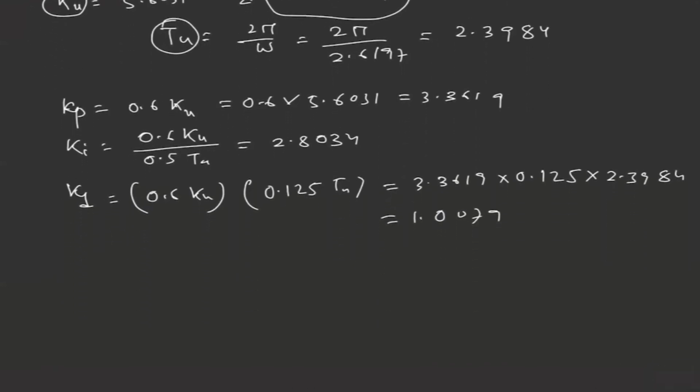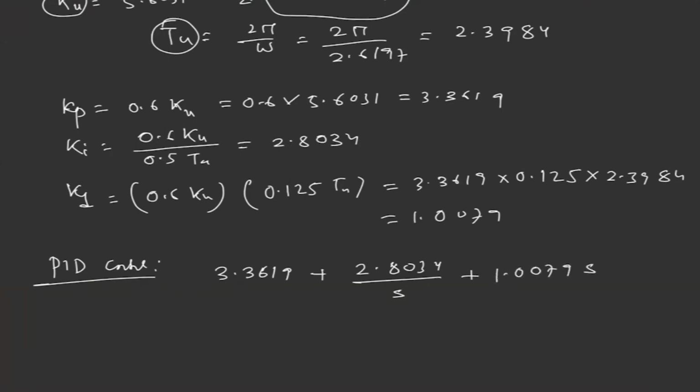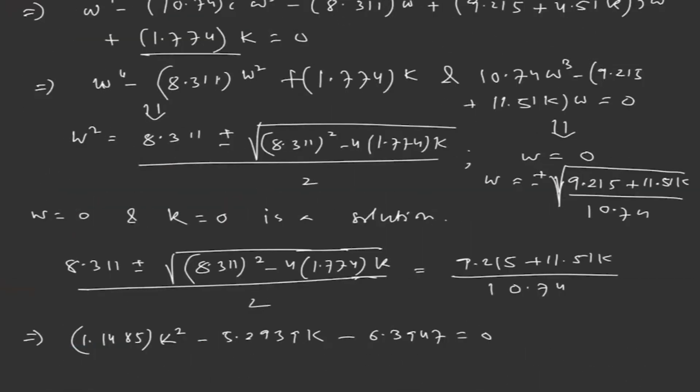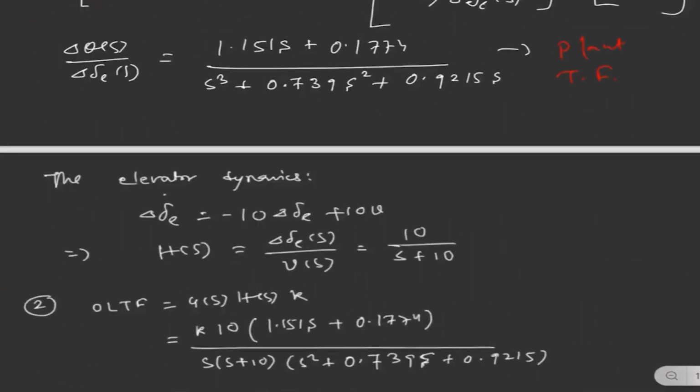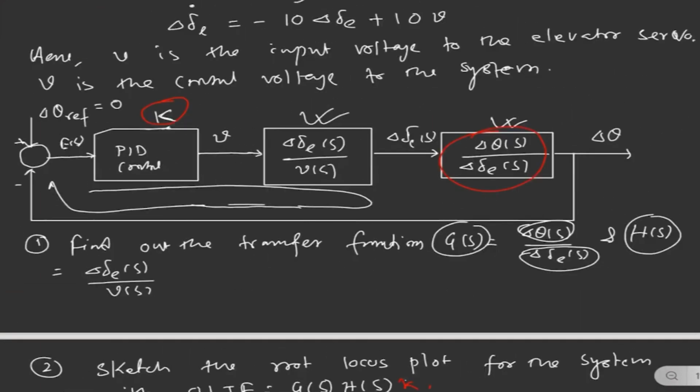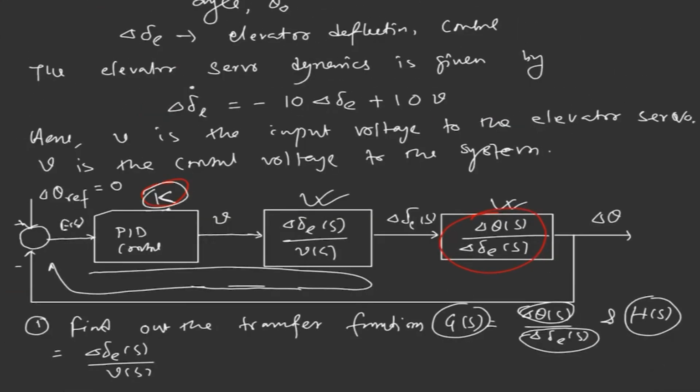So now we can structure the PID controller. This is basically 3.3619 plus 2.8034 divided by S, plus 1.0079 into S. So this is the PID control structure which can be incorporated in our control block diagram, and from this we can come up with a system which is going to be stable, because these are the gains we have found through the Ziegler-Nichols rule.